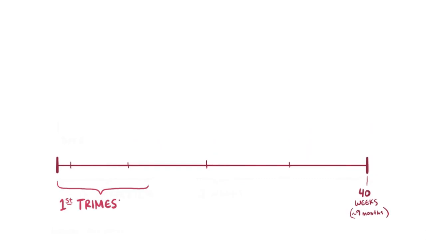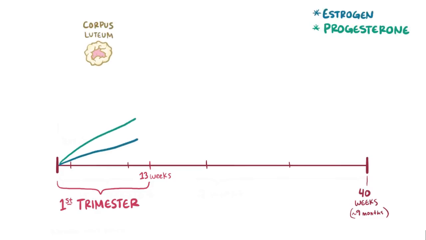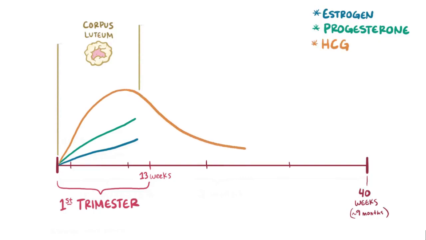So during the first trimester, which is week 1 through week 13, hormones are being generated by the corpus luteum, mainly estrogen and progesterone. By around week 9, human chorionic gonadotropin levels peak, and then start to fall off, which is a signal for the corpus luteum to finally start shriveling up.